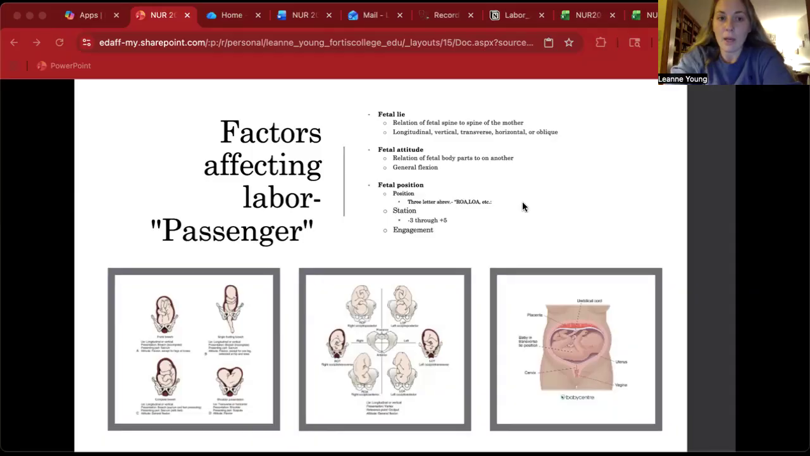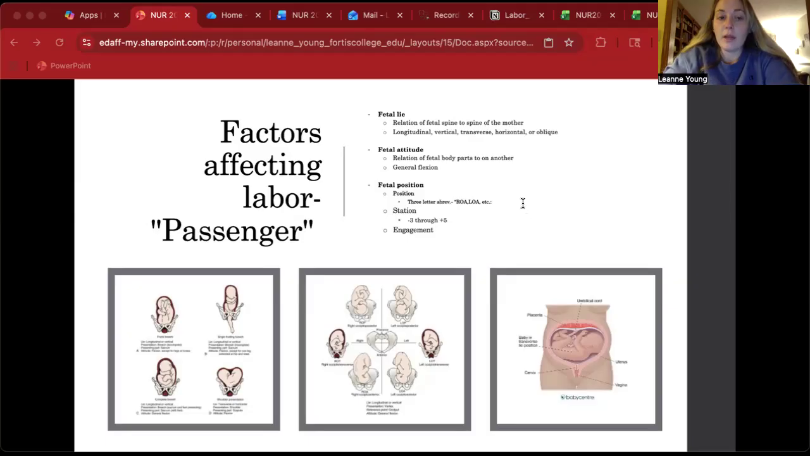Okay. If baby is extended in any way, that can lead to disproportion of labor, interruptions of labor, ineffective labor. So that is not what we want. We want general flexion whenever we're referring to fetal attitude. Fetal position is the relationship of a reference point on the presenting part, so your occiput or your sacrum, to the four quadrants of the mom's pelvis.